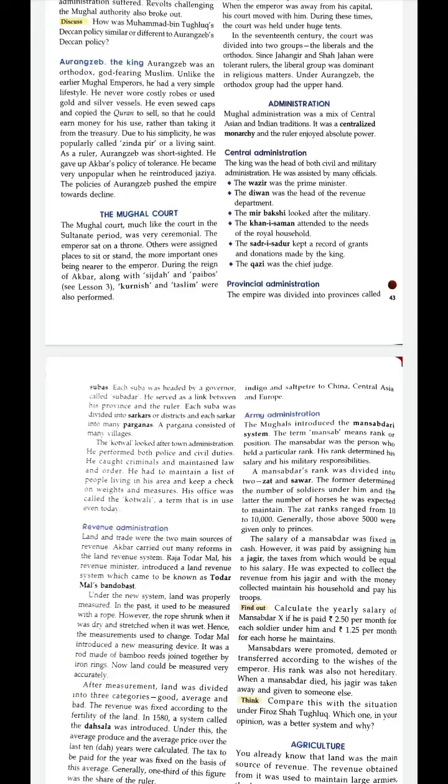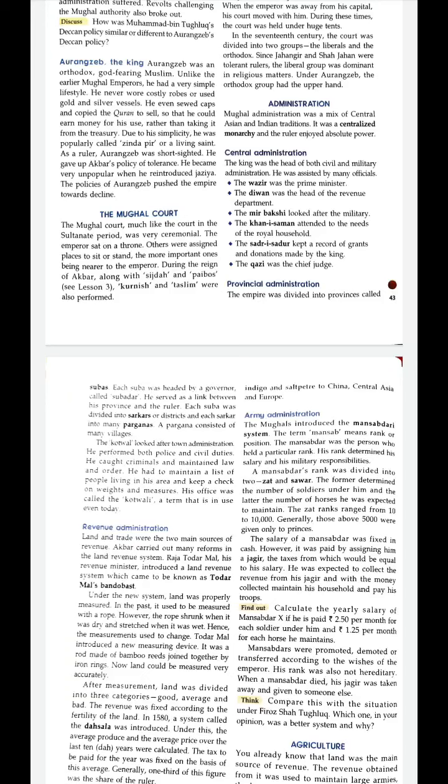Clear? Now I am a common person, right? I am having some problem. I want to talk to the king. So I will come to Diwani-e-Aam and I will put forward my problem before the ruler. Clear? So this is Diwani-e-Aam.